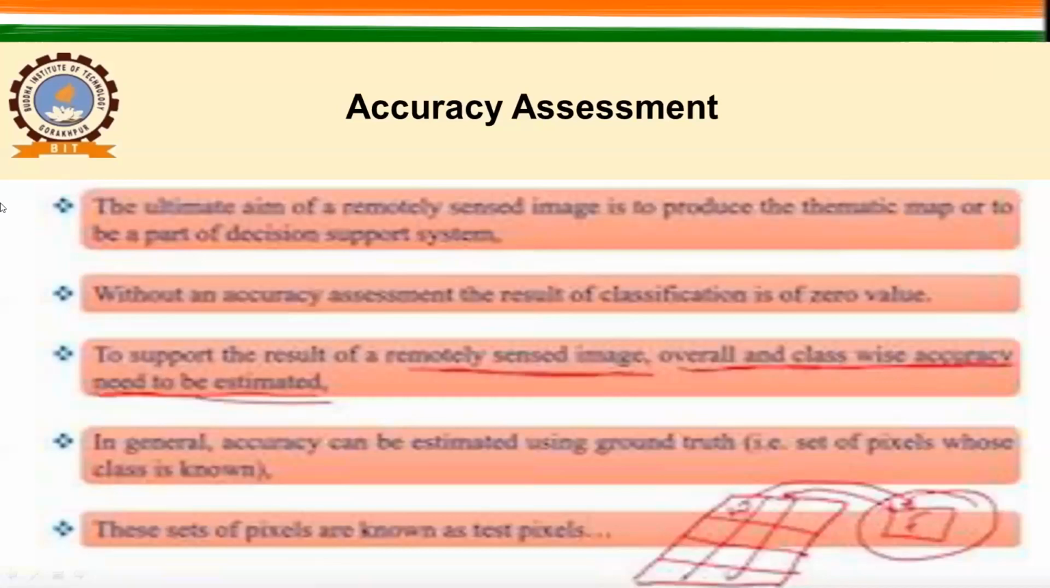If you have classified your input image into 4 or 5 classes, such as vegetation, urban area, water bodies, grassland, dense forest, or some classes you have taken, and you have classified the whole image into all these classes. But what if I say the classification accuracy of my image is 20%, 30%, or maybe 80%, right?